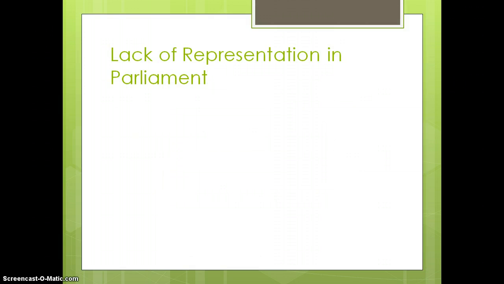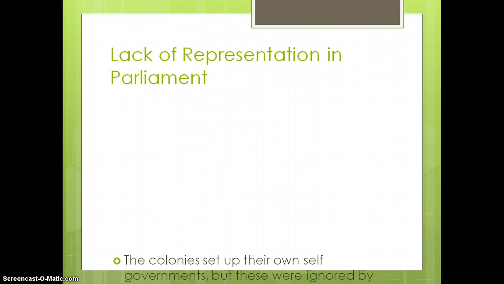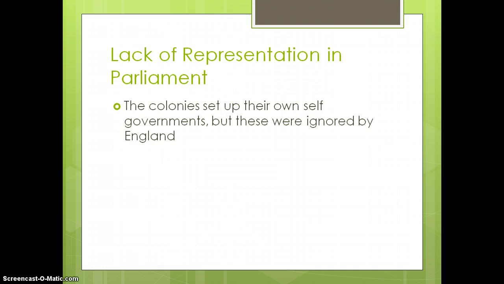Our next cause of the American Revolution is a lack of representation in Parliament. The colonies have set up their own self-governing systems. They have been taking care of themselves, but the problem with that is England ignores those forms of government. They say it's like they don't exist.